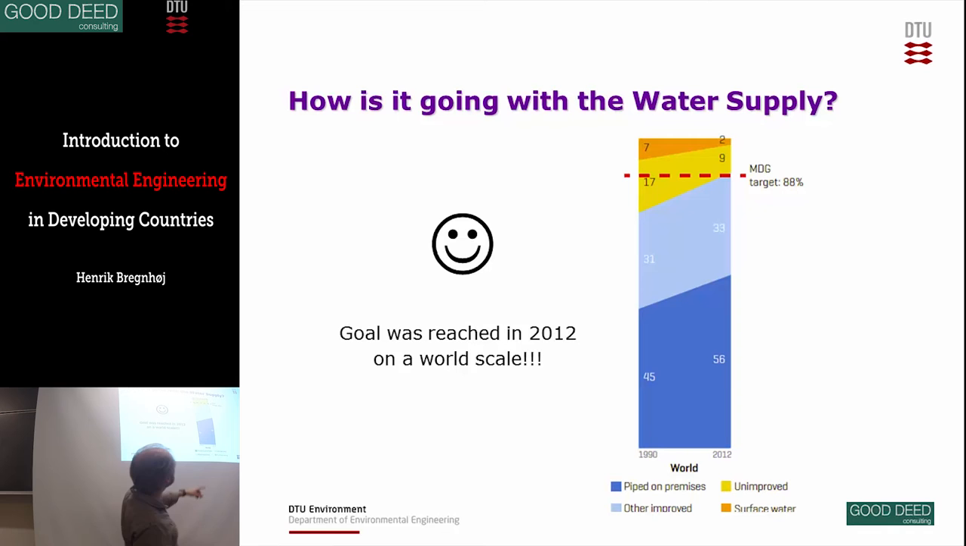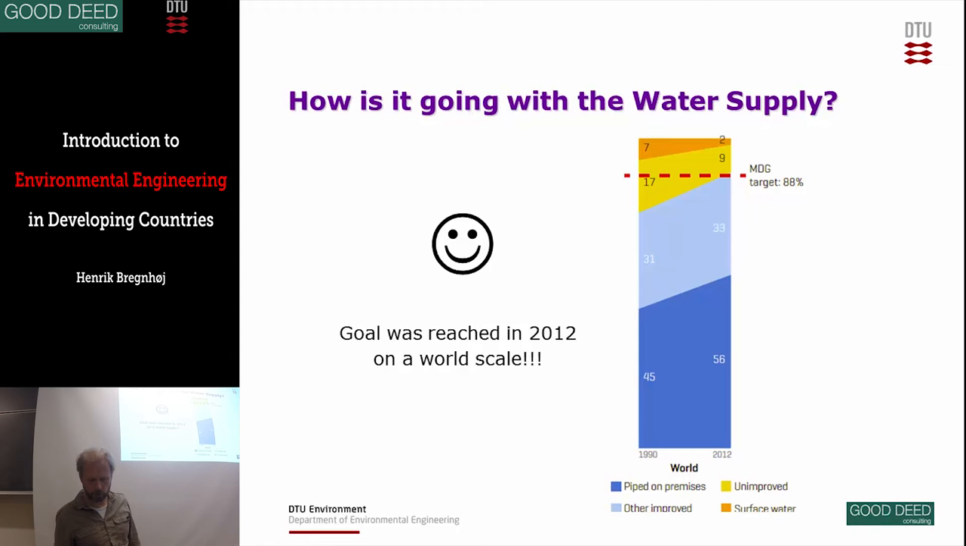And then still in 2012, 9% had, say, unimproved water supply. They have some kind of water supply, but it's not improved. And then the worst kind is surface water, people using surface water. That was only 2% of the world population.